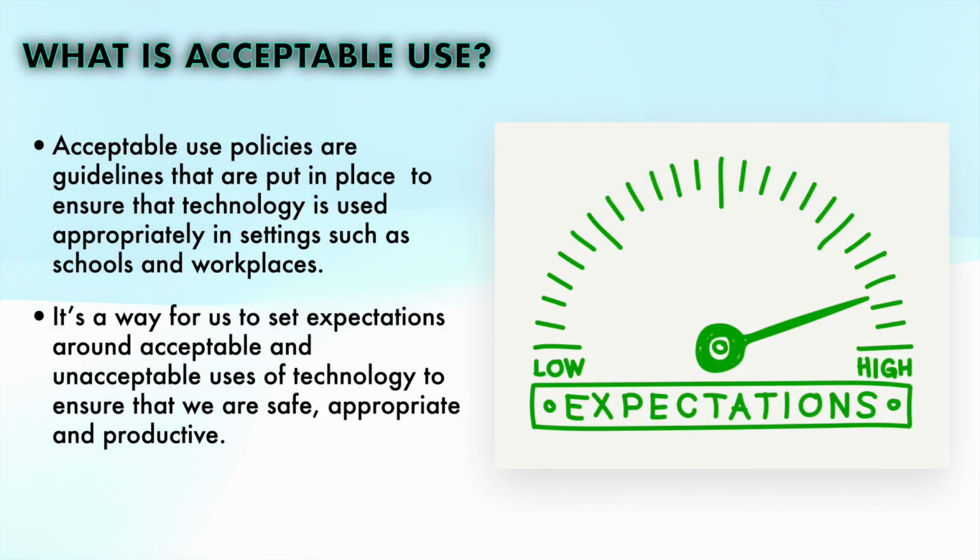What is acceptable use? Acceptable use policies are guidelines that are put in place to ensure that technology is used appropriately in settings such as schools and workplaces. It's a way for us to set expectations around acceptable and unacceptable uses of technology to ensure that we are safe, appropriate, and productive.